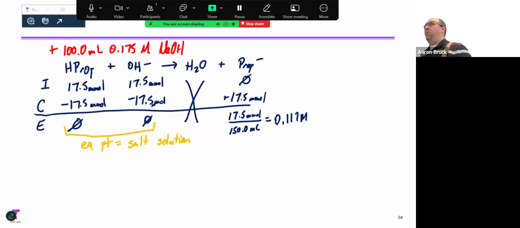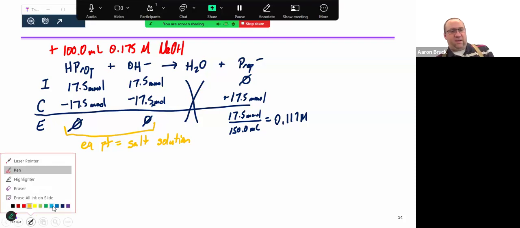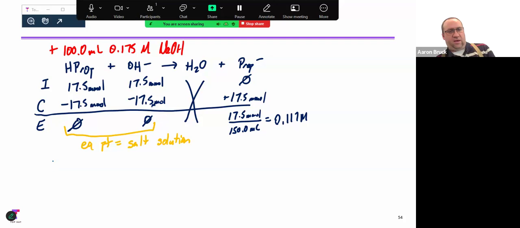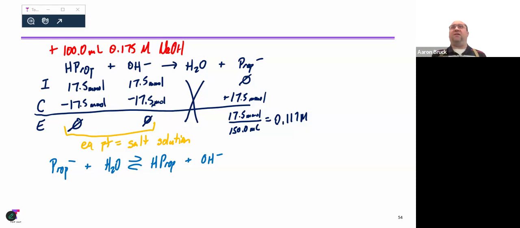So all that's left in there is the propanoate ion. And the propanoate ion, since it's derived from a weak acid, is going to be basic. So we need to set up a second equilibrium. The equilibrium expression that we want is what happens when that propanoate ion interacts with water. And we know that the answer is it acts as a base. So the product of this reaction is going to be the propanoic acid and, more importantly, hydroxide.